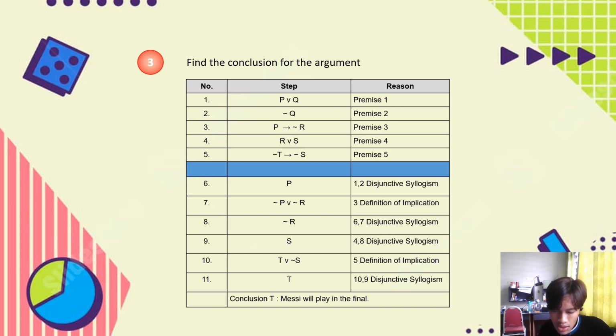And since T is the final conclusion, this is the final answer. So in the conclusion, T is Messi will play in the final, and this is the final conclusion that we can get. So that's how we solve the problem.